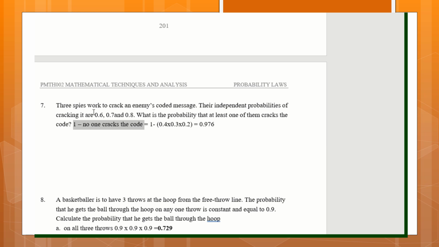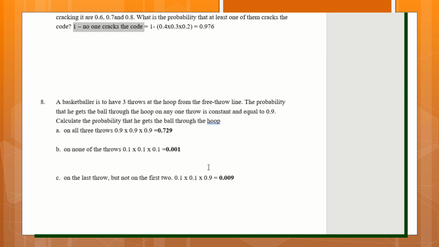No one cracks the code means what? 0.4, 0.3, 0.2, you just multiply. Okay? 1 minus this, because the probability of cracking is 0.6, not cracking is 0.4. Okay? You get 0.976.